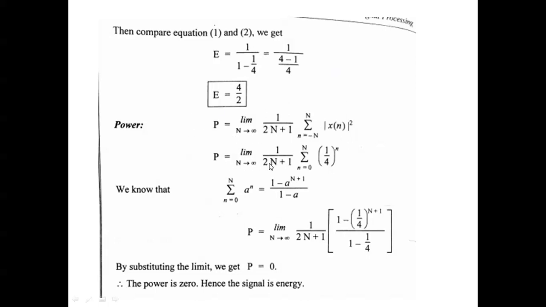So with the limit, we have to apply it with 1 by 4 instead of x of n. We have the formula: a power n, 1 minus a power n plus 1, over 1 minus a. So we just apply it, putting this value 1 by 4 instead of a. So it becomes 1 minus 1 by 4 power n plus 1, over 1 minus 1 by 4. By substituting the limit, if you apply n equal to infinity, we get P equal to 0. So power is 0, hence the signal is an energy signal. Because we got a value for energy and there is no value for power, the signal is an energy signal.